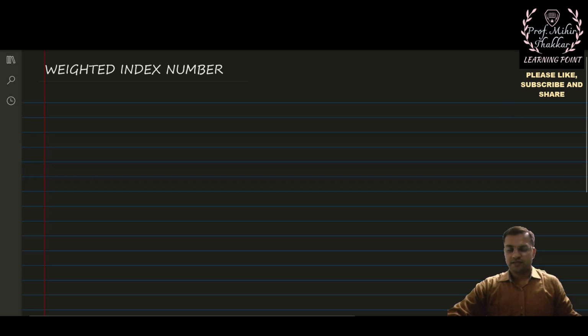Good evening, guys. In the last lecture, we had finished off with our simple index number, in which we had seen that there are three methods: the price index number, the quantity index number, and the value index number. Now, today, the next part that we are having is based on the weighted index number.